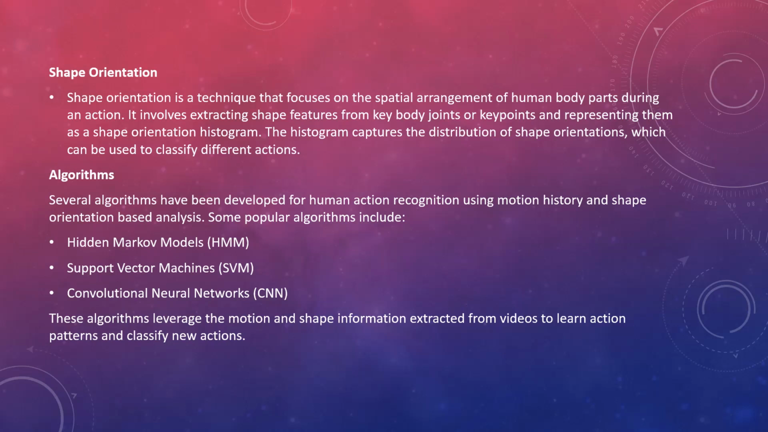Algorithms. Several algorithms have been developed for human action recognition using motion history and shape orientation based analysis. Some popular algorithms include hidden Markov models, support vector machines, and CNNs. These algorithms leverage the motion and shape information extracted from videos to learn action patterns and classify new actions.